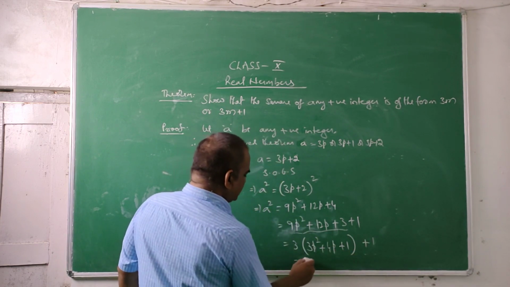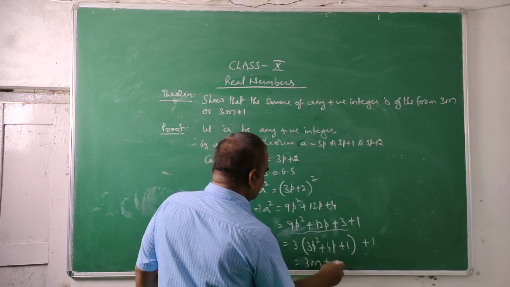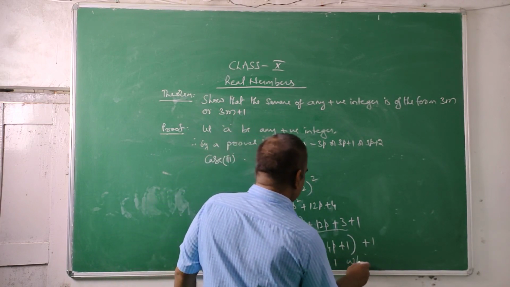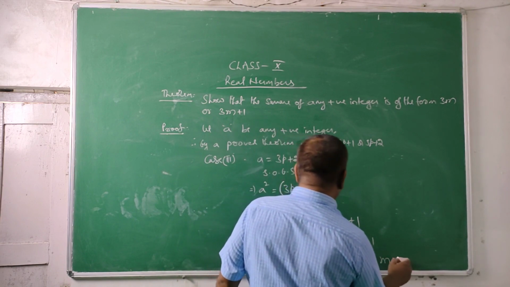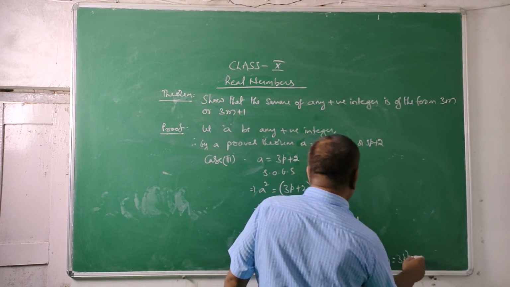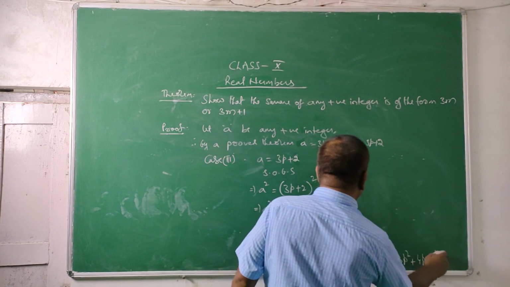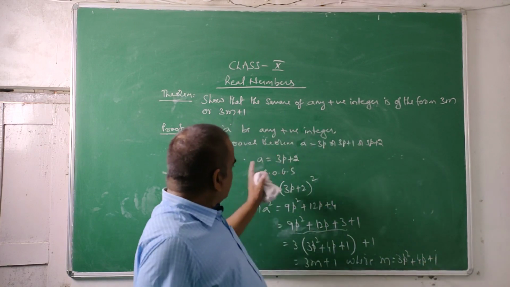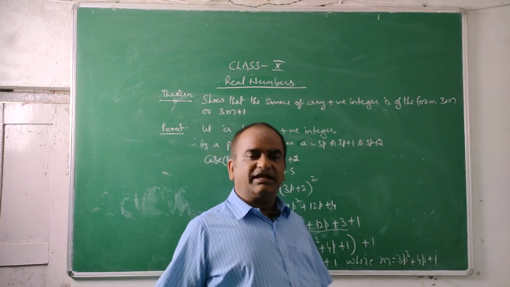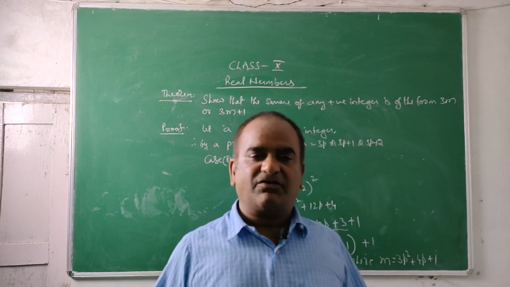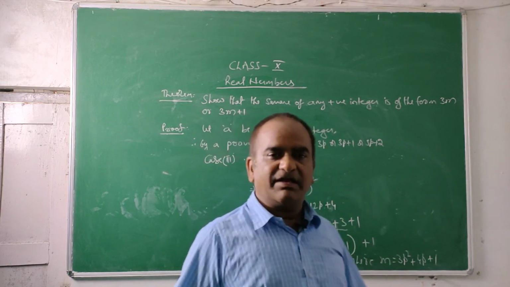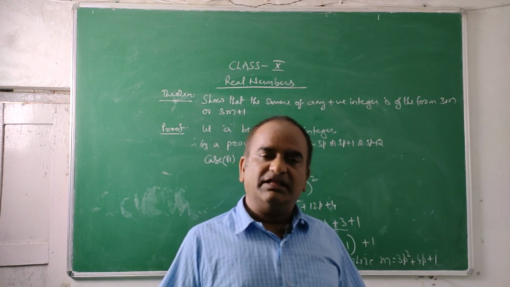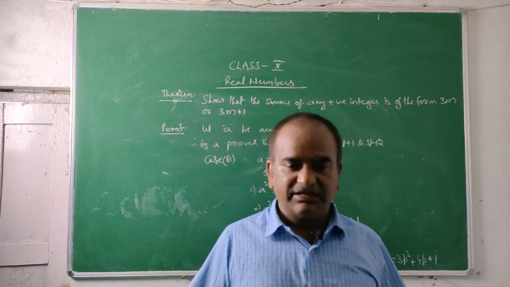So now this is in the form of 3m plus 1, where m is equal to 3p square plus 4p plus 1. So in all the 3 cases, the square is taking the form either 3m or 3m plus 1. So the theorem is proved, right?